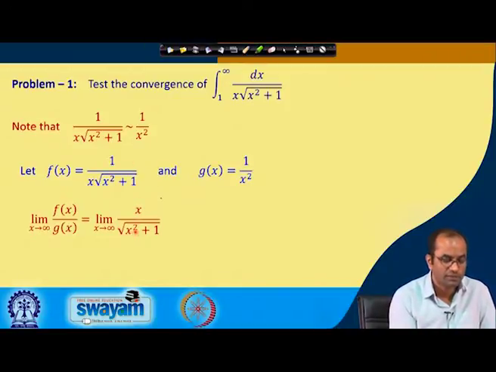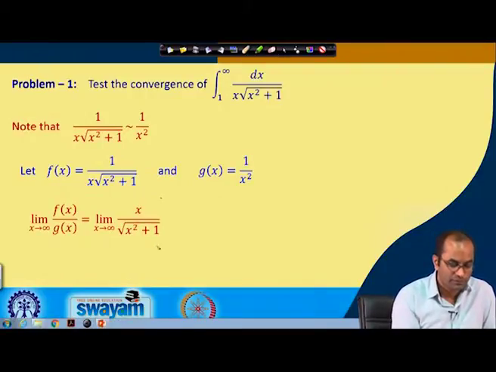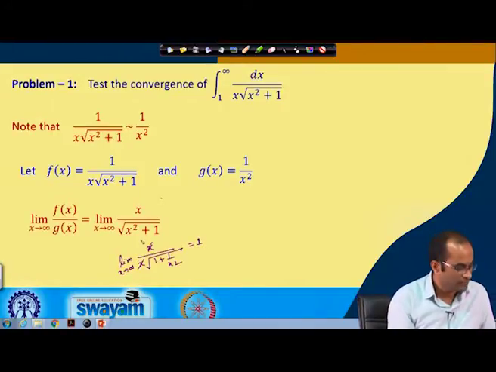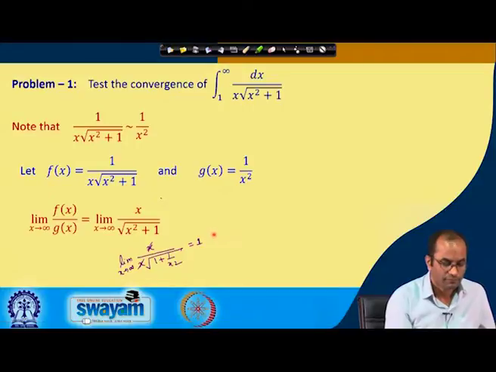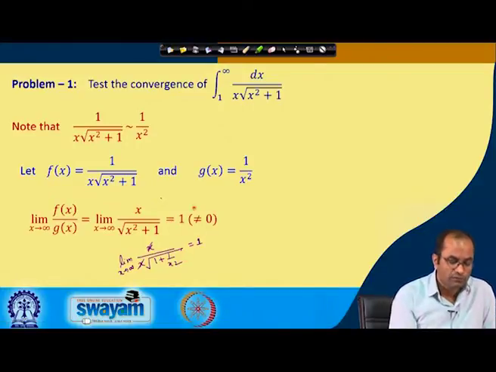So, we will get x over square root of x square plus 1, and for this limit, again we can cancel this x also. So, we take common from here, we have 1 plus 1 over x square. So, this will get cancelled, and when we take the limit as x goes to infinity, it will be 1. So, we have this limit as 1, which is not equal to 0.